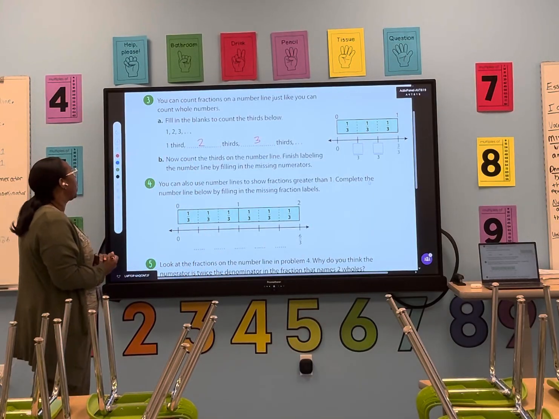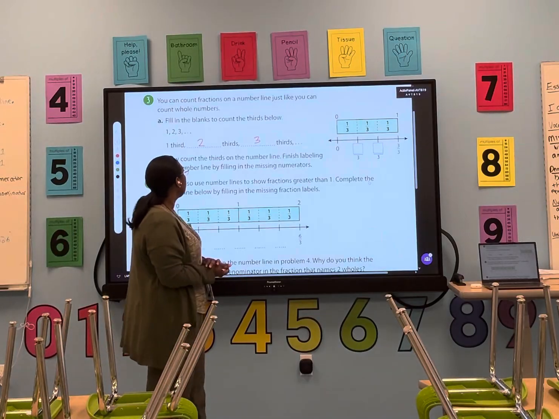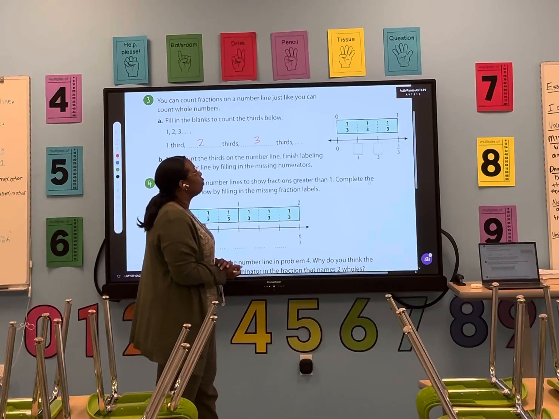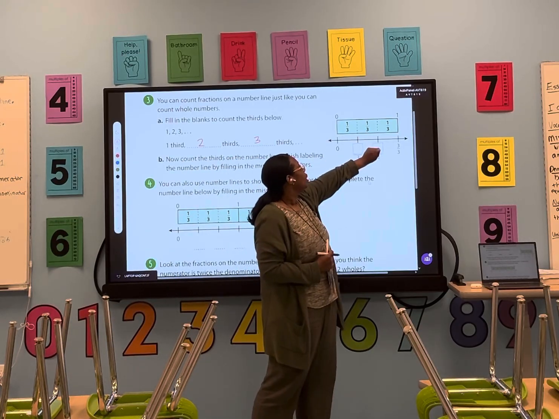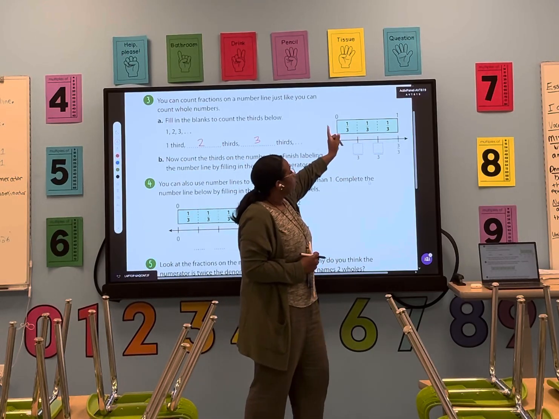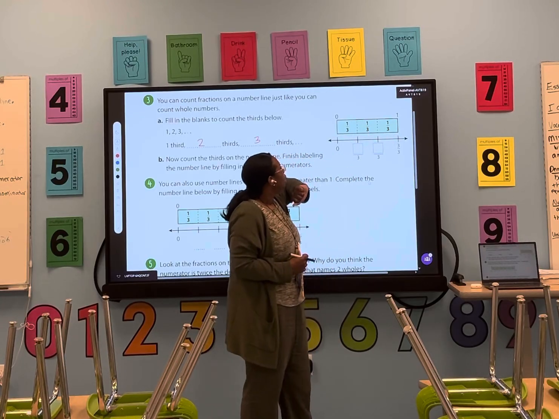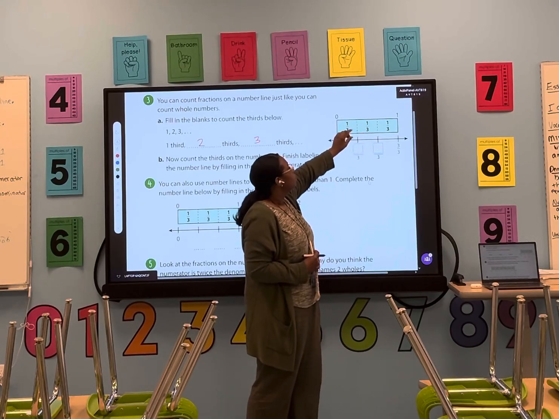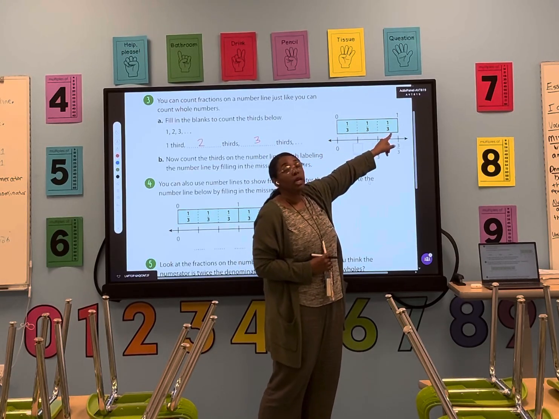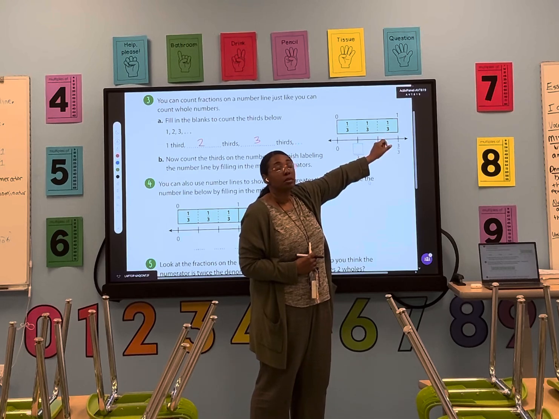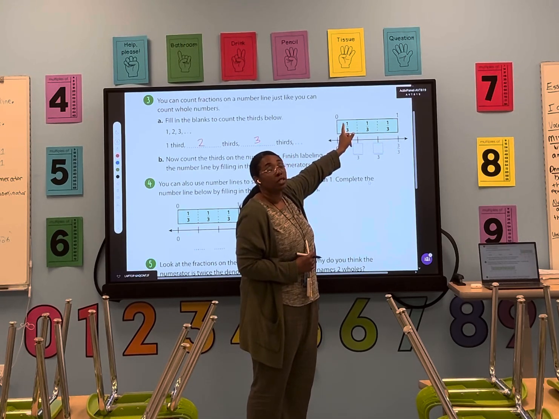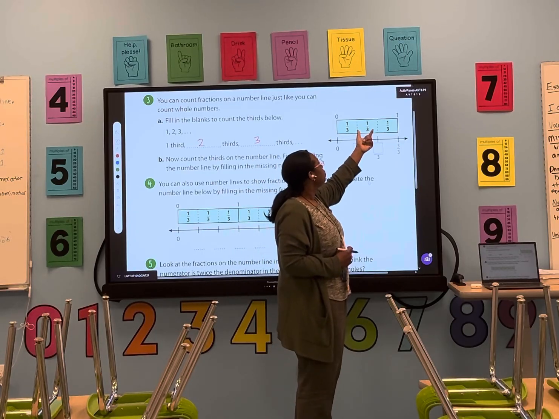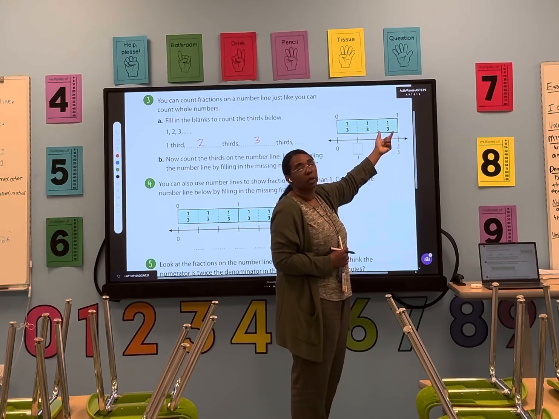B says, now count the thirds on the number line. Finish labeling the number line by filling in the missing numerators. So when we go to the number line here, our number line starts at 0, ends at 1. In between, we have our unit fractions on top. Because there are 1, 2, 3 parts, this is thirds. So we put the unit fraction of 1/3. This piece equals 1/3, this piece is 1/3, and this piece is 1/3.